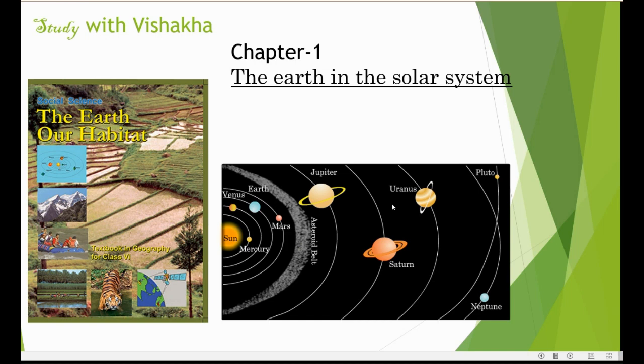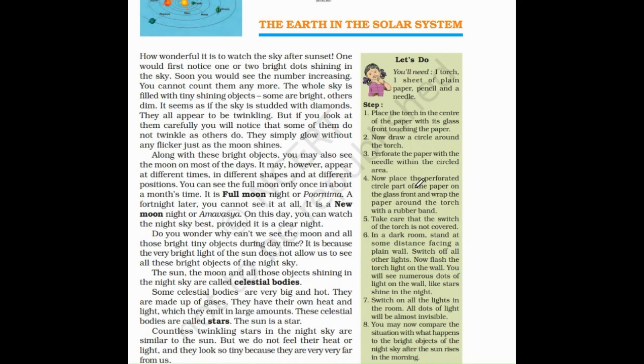I'm Vishaka Mishra and today I'm going to discuss NCERT Class 6 Geography, chapter number 1, Earth and the Solar System. In this chapter, we'll be knowing about celestial bodies in the sky, the sun, the moon, and the planets. So without any further delay, let's start.